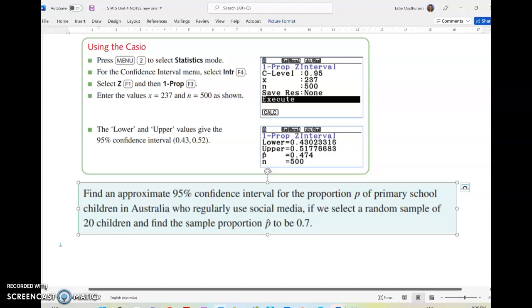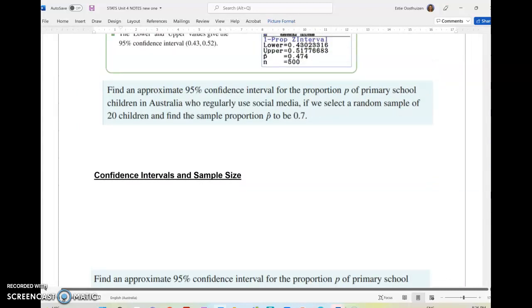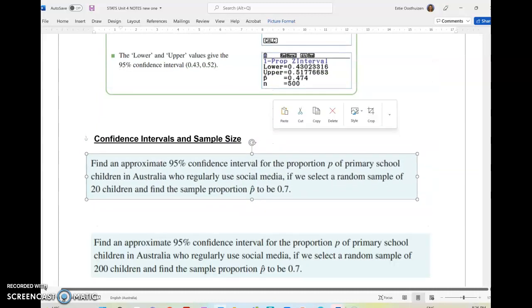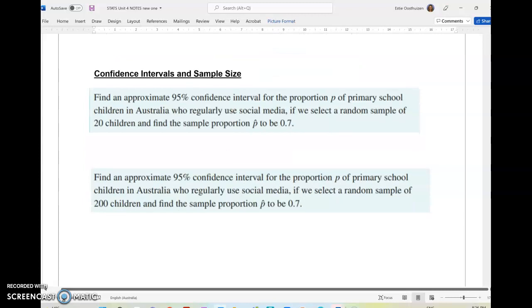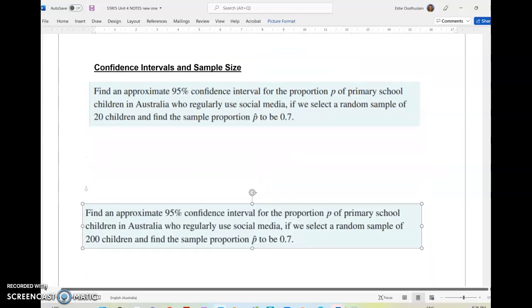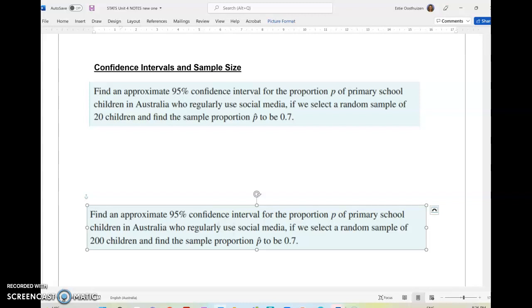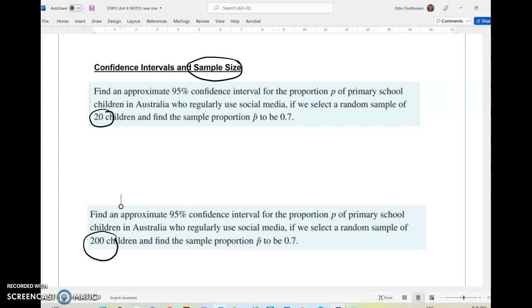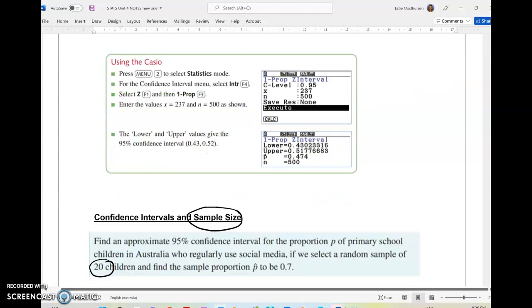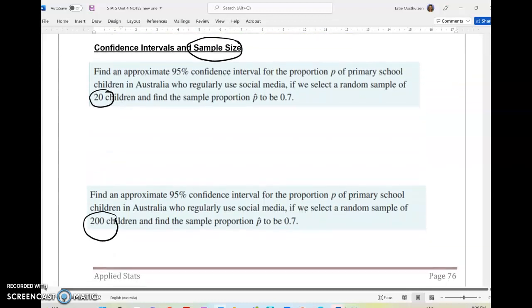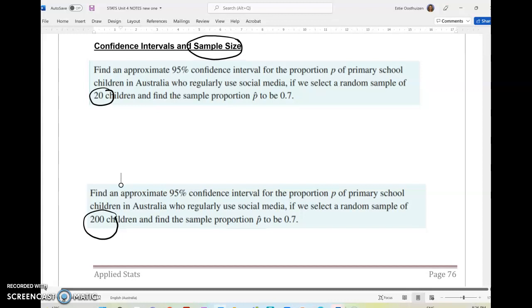Let's have a look at some more examples. We're going to do these on our calculator as well. The only difference between these two examples is the sample size. So we're going to see how the sample size changes the confidence interval. We're going to be working with 20 children, and then we're going to increase the sample size to 200 children. Following the example that we did, I want you now to do the same on your calculator and find the confidence interval for me. So pause the video and find it.